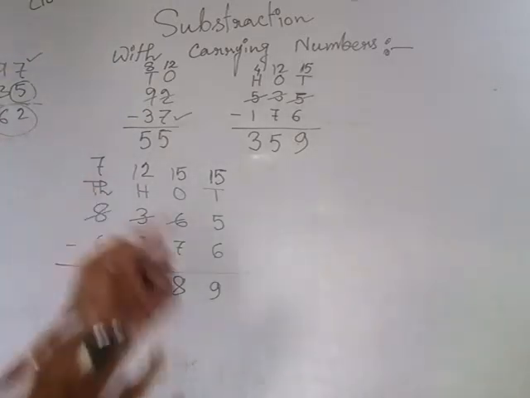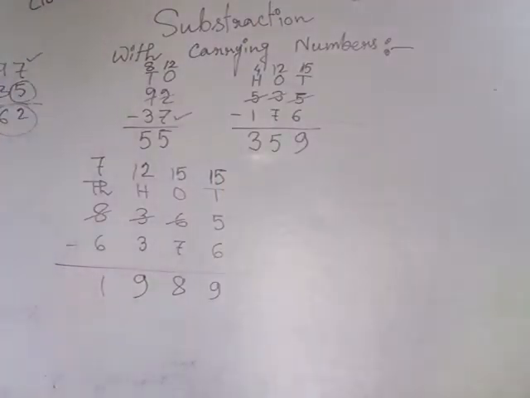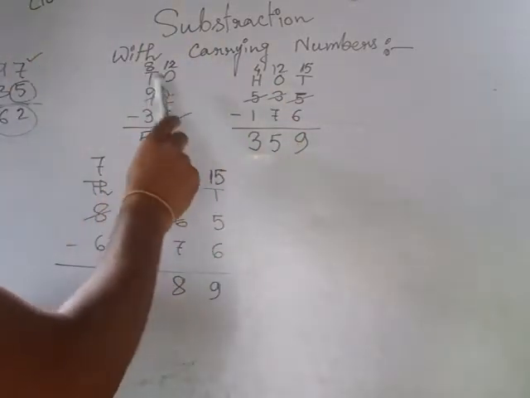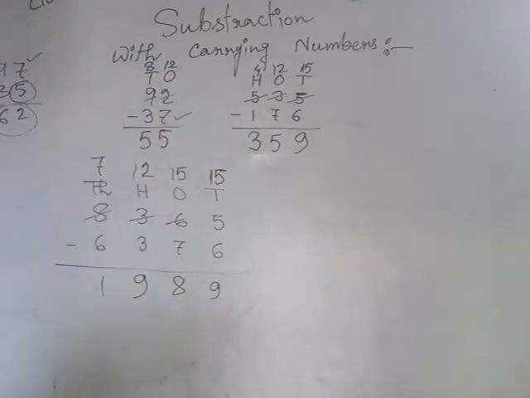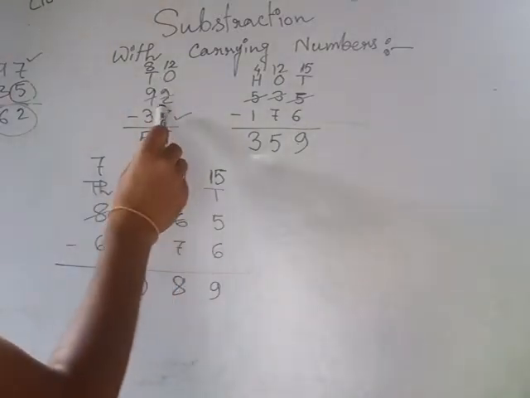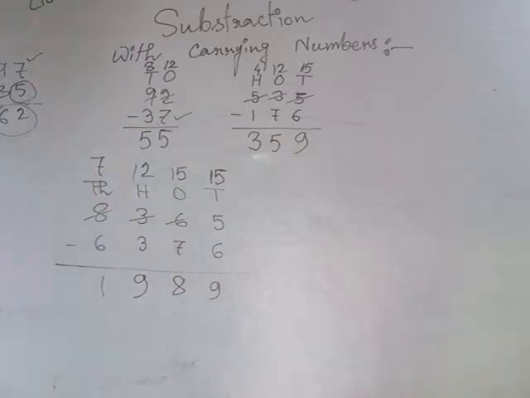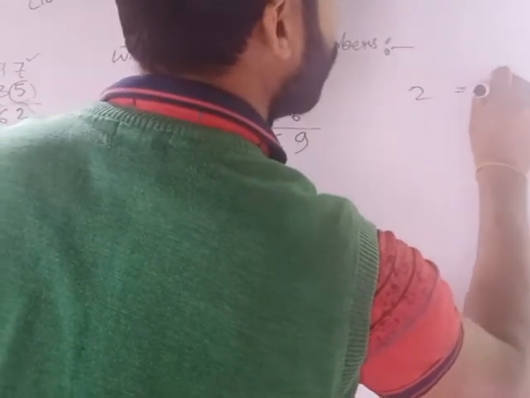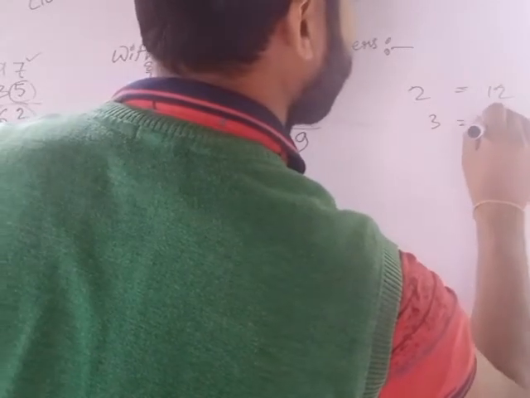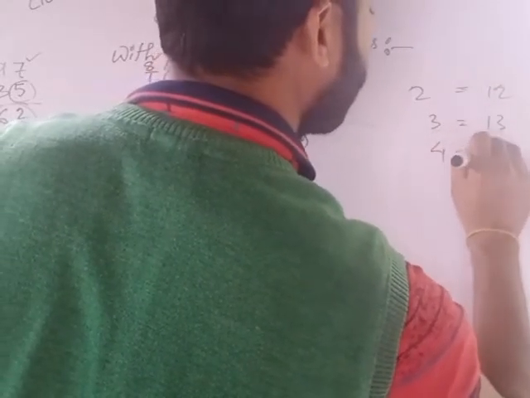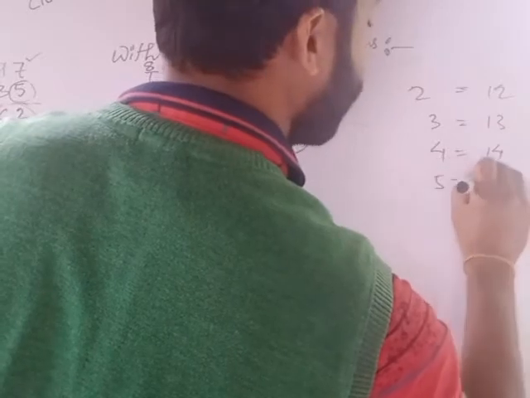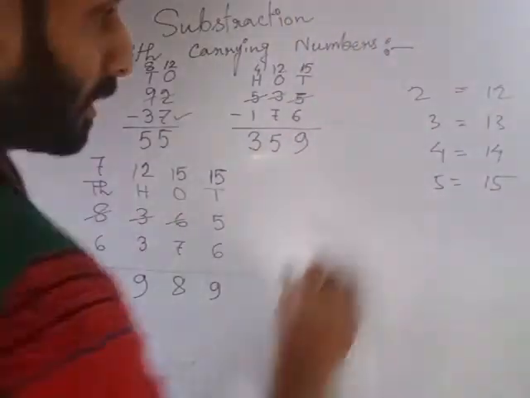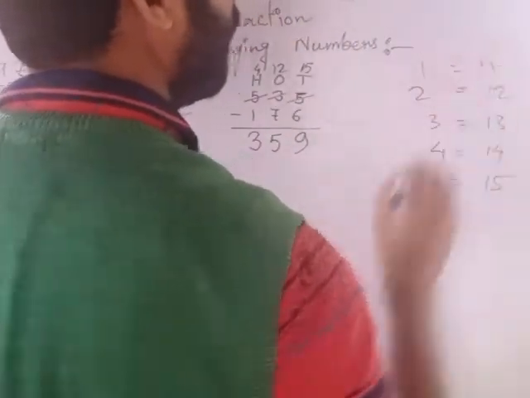Okay? This is all about subtraction with carrying number. I will tell it again. How to do subtraction with carrying number. If you should subtract the bigger number from the smaller number, at that time you should take 2 as 12, 3 as 13, 4 as 14, 5 as 15, like this. Okay? 1 is also 11.